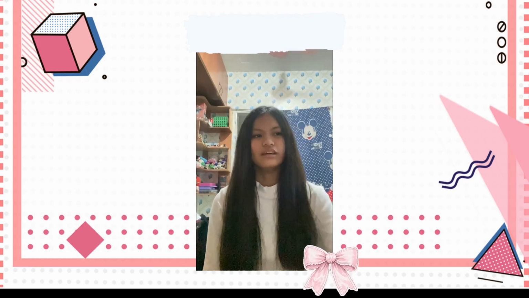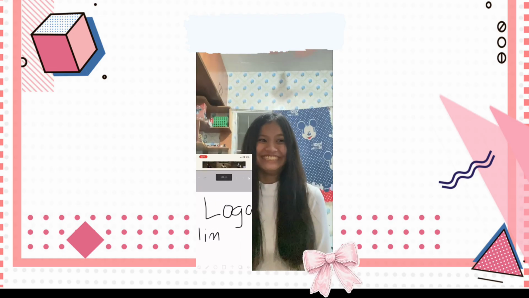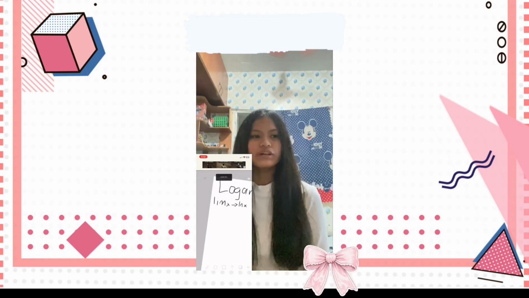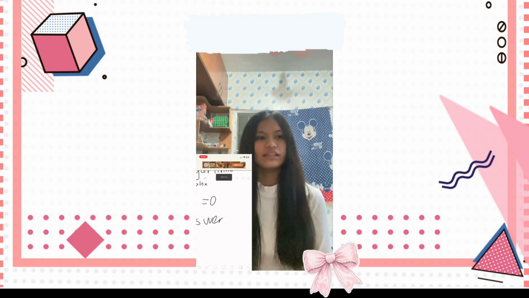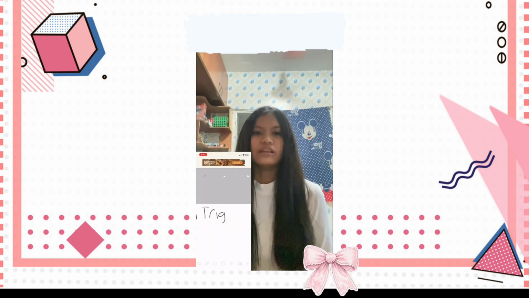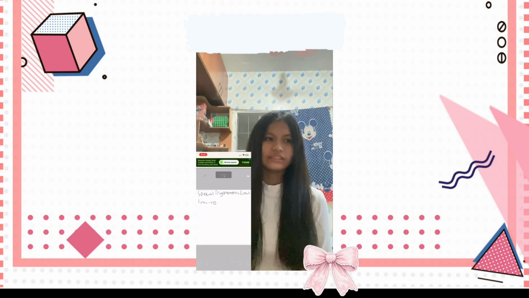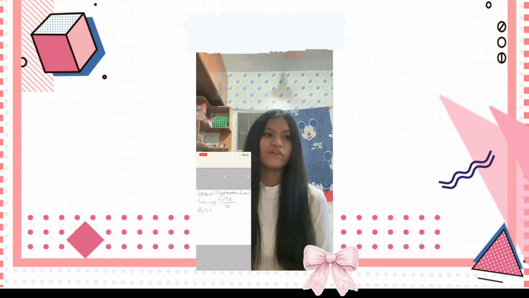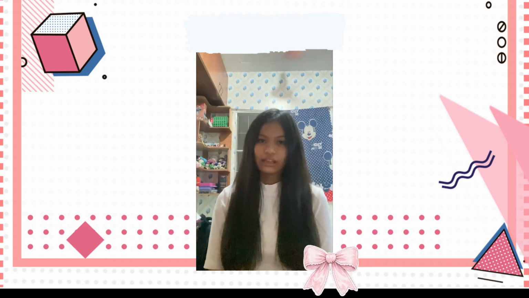Example 9. Logarithmic function. Limit as x approaches 1 of ln x. ln 1 equals 0. Final answer is 0. Logarithmic functions are continuous for x greater than 0. Example 10. Special trigonometric limit. Limit as x approaches 0 of sin x over x. This is a special limit identity. Final answer is 1. This identity is very important in calculus.